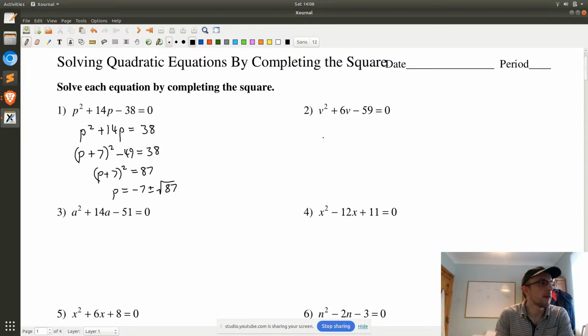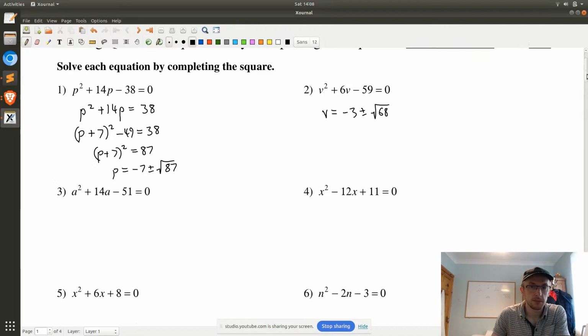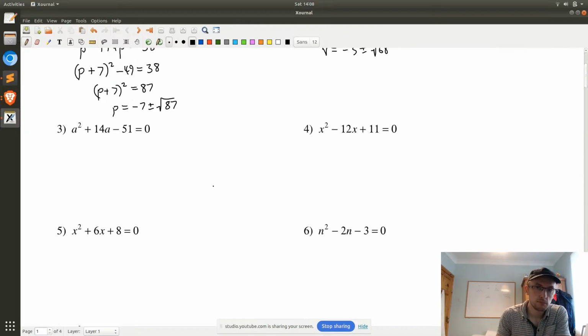Okay. 59 on the right. v add 3 all squared on the left. Minus 9 on the left, keep the books balanced. Move that over to the right. So 59 add 9 is 68. And then square root that and take off the 3. So v equals negative 3 plus or minus root 68. Which is 2 root 17. I didn't know they wanted it like that. So yeah, much better. Okay, fine. Sorted.